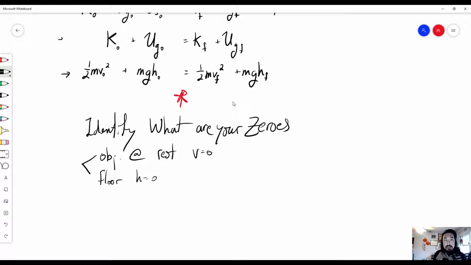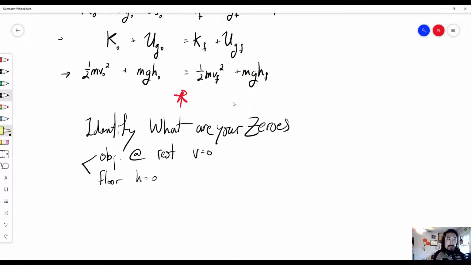Now this is what I mean. Let's say that an object starts off at rest. That means your initial velocity is 0. That means this entire factor here, I'll highlight it, this entire factor that I highlighted all turns out to be 0. Or let's say we have an object that falls to the floor. That means your final height is 0 because that's the floor.